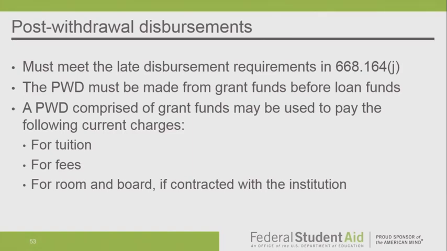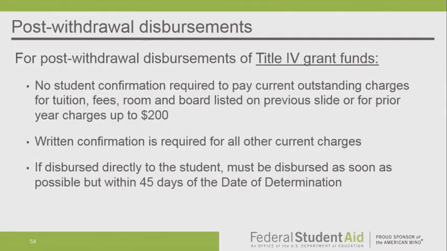If the student still owes for some tuition, fees, and room and board if contracted, and you have a post-withdrawal disbursement of a grant, you can take those grant monies and put it against what the student owes to you. You're not required to get a student confirmation to pay those specific charges, and you can even use those funds to pay up to $200 of prior year charges. Those are part of our regular cash management rules and disbursement rules.